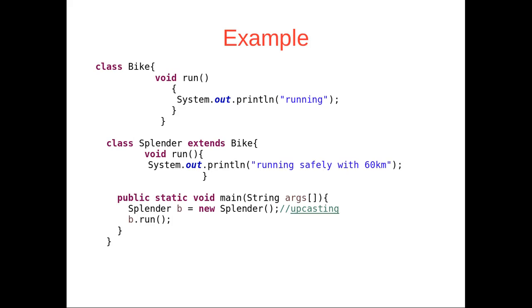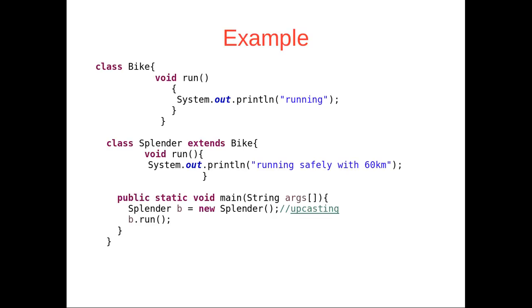Let me take an example of polymorphism. This is a simple example. Here we have declared a class named Bike. In this class we have implemented a run method, and here we are going to print "running". After that we are going to declare a Splendor class, and that class extends the Bike class.